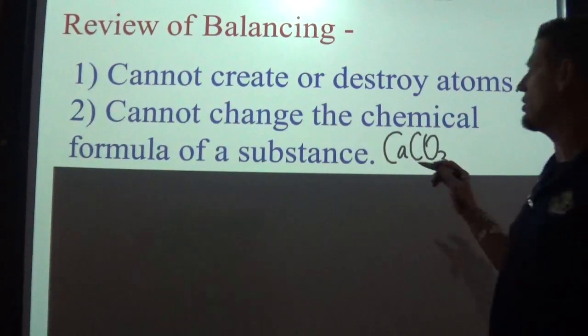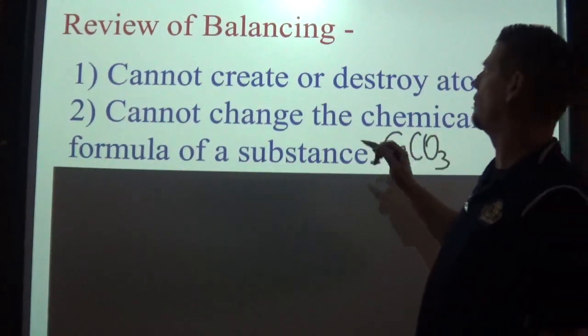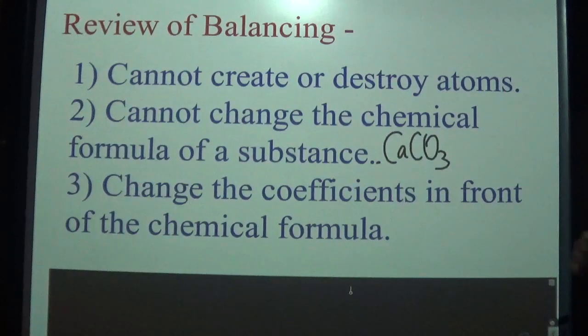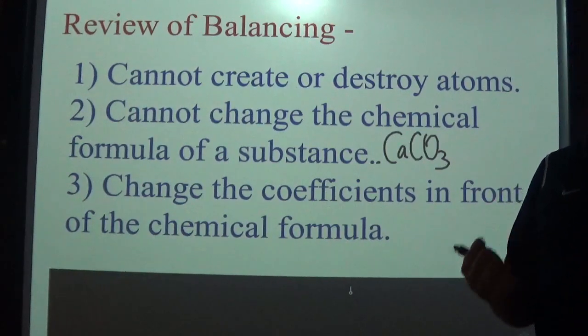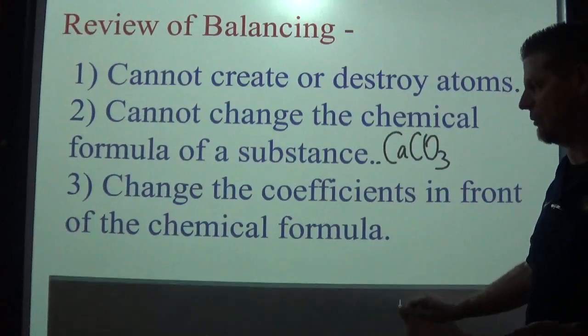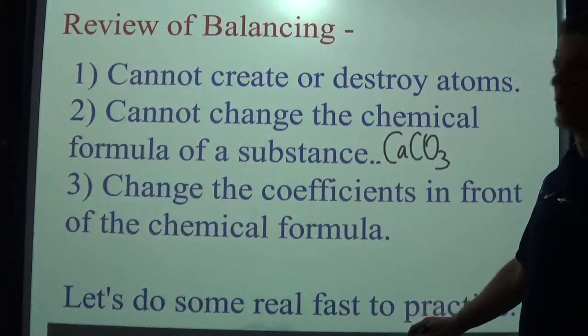The only thing we can change is the coefficient that goes in front of the chemical formula. By changing the coefficients, you are multiplying that substance, and you end up with multiple atoms, and you make sure that it's balanced on both sides of our equation. So like I wrote right here, let's do some real fast just to practice.